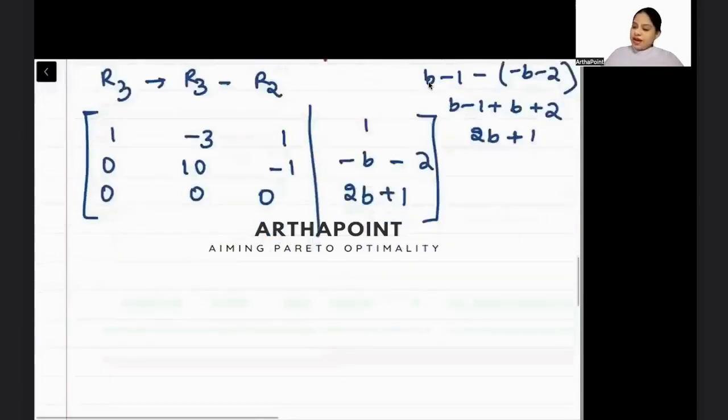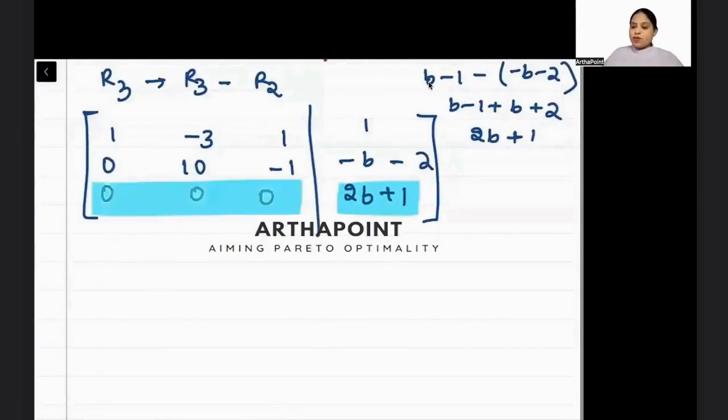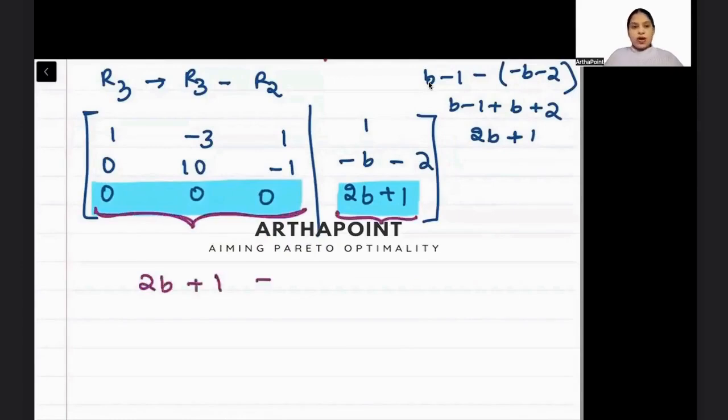ठीक है बेटा, I want that this should be 0 because यहाँ पे zeros आ रहे हैं ना. So for infinitely many solutions in the RREF format, if the left hand side is 0, you will need the right hand side to be 0. 2b plus 1 equals 0, b will be minus half.